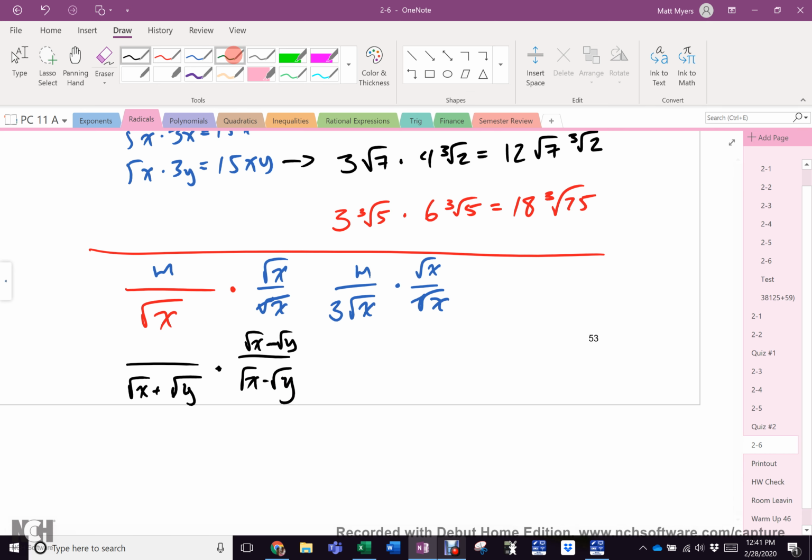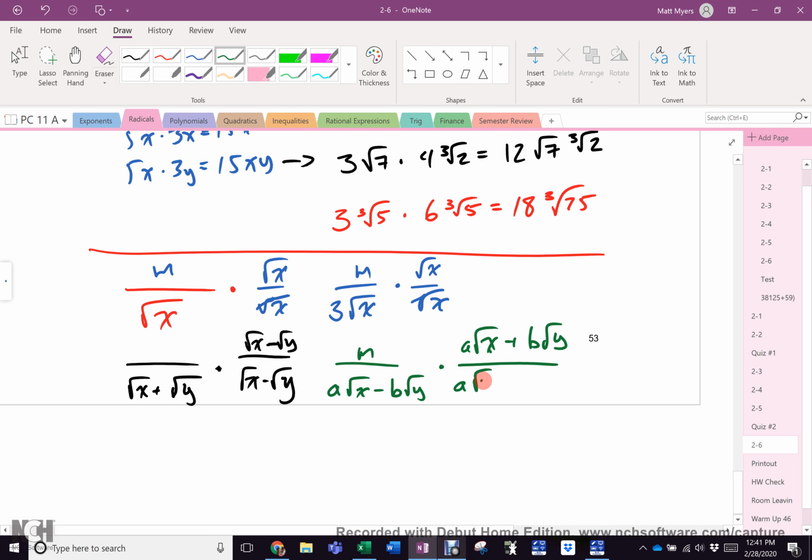Okay. And lastly, the last thing you need to know for your test, what if I had a root x minus b root y? What do I have to multiply that one by? A root x plus b root y. What do we call that? You already said it. The conjugate. That's cool.